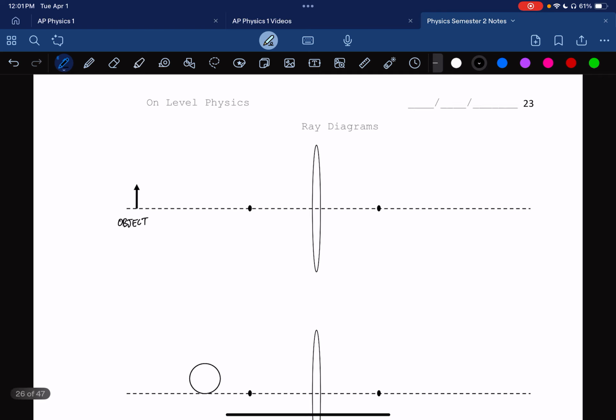This is a thin lens. It's a convex, biconvex lens. That means it's curved on this side, it's curved on this side, but it's very thin. What we're going to do is draw rays of light going from the object through the lens and producing an image on this side. This is what your eye does. This is what a magnifying glass can do. This is what a telescope does, a refractive telescope.